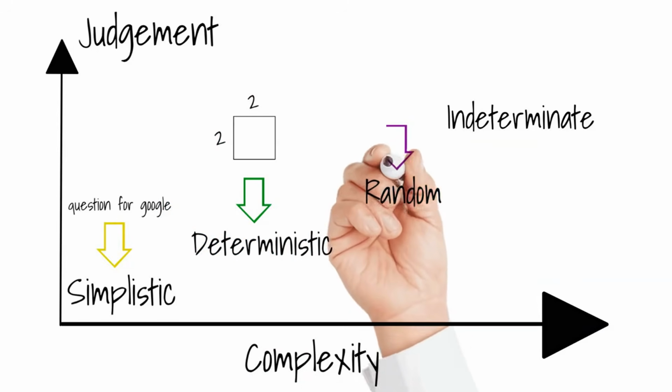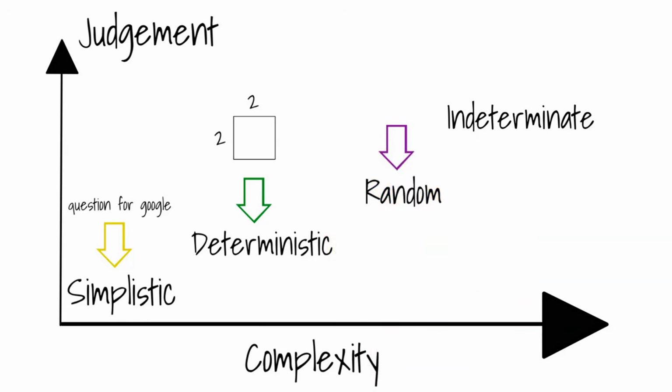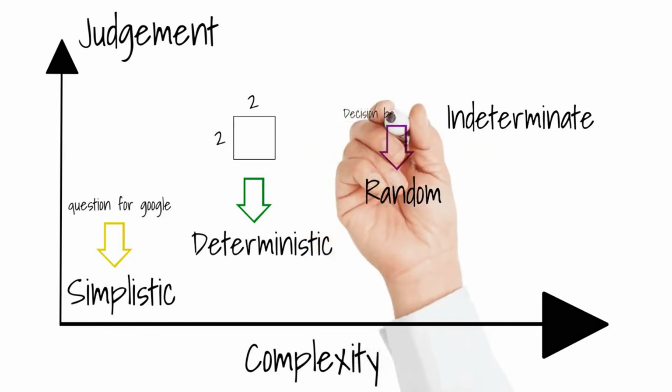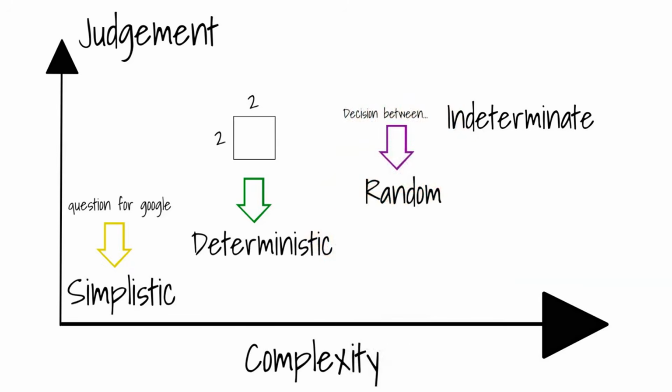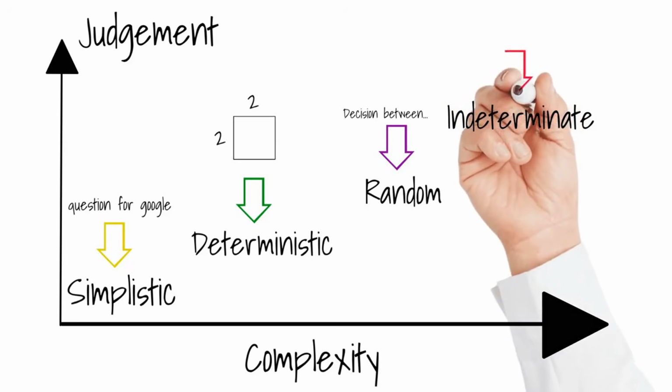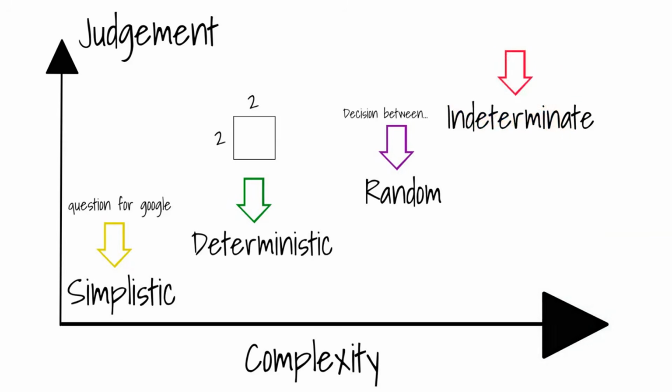Random problems describe problems where multiple answers are possible and all answers are identified. Also, not only facts are relevant, judgment plays an important role. For example, deciding between 2 colleges or 2 job offers. Indeterminate problems are problems with multiple possible answers and all answers cannot be identified. This problem needs a lot of judgment from the problem solver. For example, how can we increase the profit of a company?